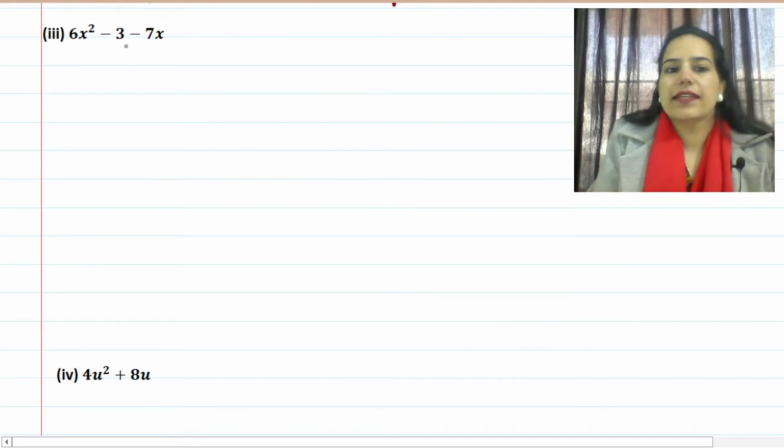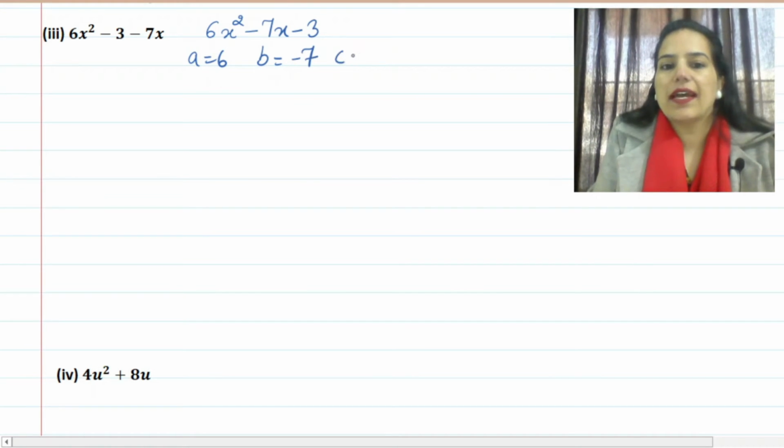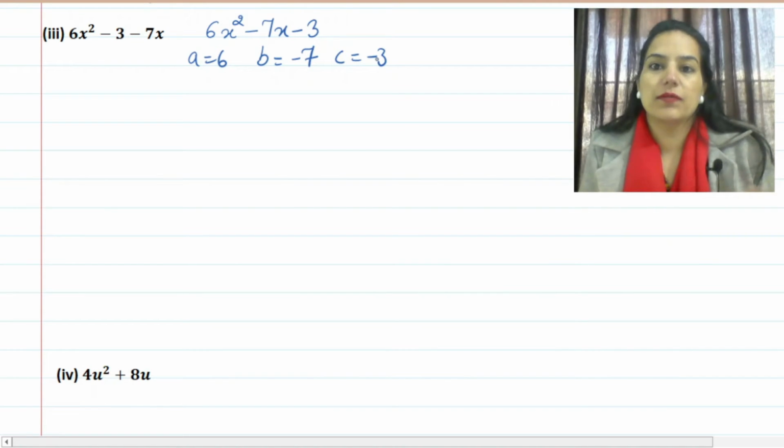It is 6x square minus 3 minus 7x. First of all, they are tricking you here because it is not in the right order. It has to be 6x square minus 7x minus 3. So your A is 6, B is minus 7, and C is minus 3. Right? The C is always the constant term. It is not the last term. It is the constant term.